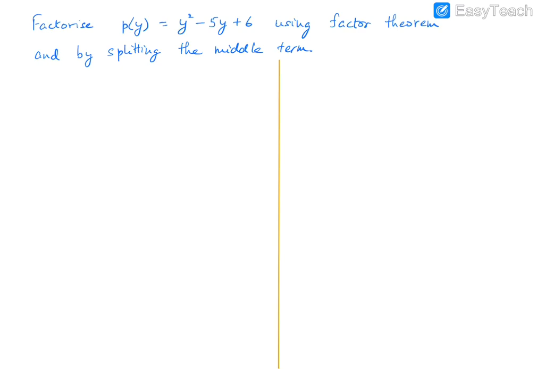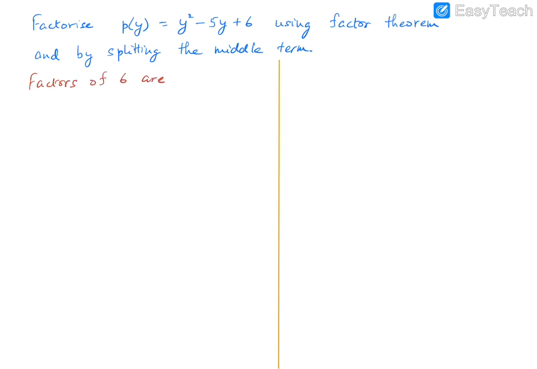So let's first do this polynomial y squared minus 5y plus 6, factorizing it using the factor theorem. For factorization, one small hint in finding the zeros of the polynomial is to use the constant term 6. So if we write down all the different factors of 6, let me write that.